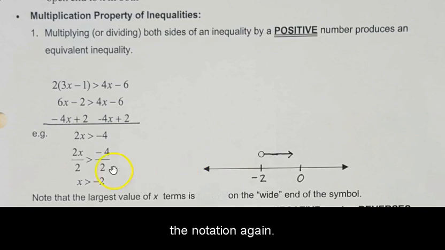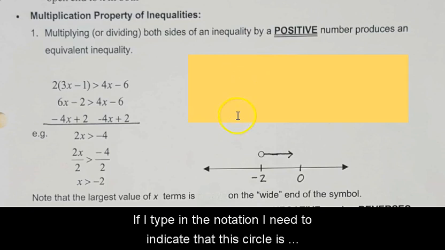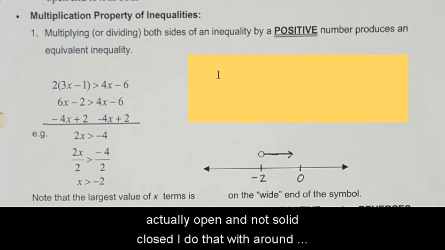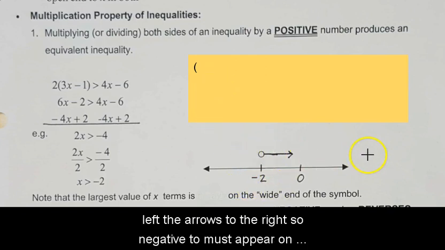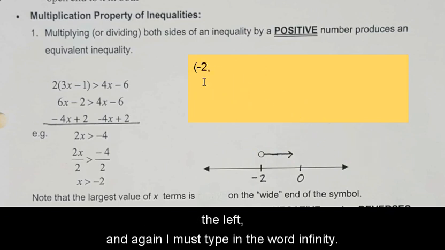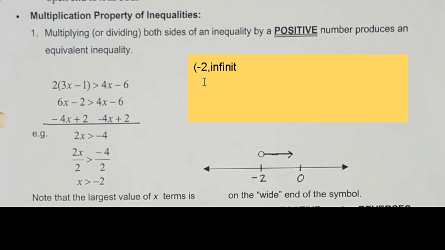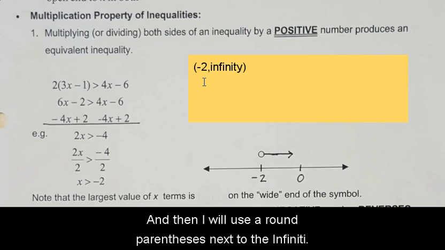Let's do the notation again. If I type in the notation, I need to indicate that this circle is actually open and not solid closed. I do that with a round parenthesis. Again, I have to mirror the order. -2 is on the left, the arrow's to the right. So -2 must appear on the left, comma, and again I must type in the word infinity, and then I will use a round parenthesis next to the infinity.